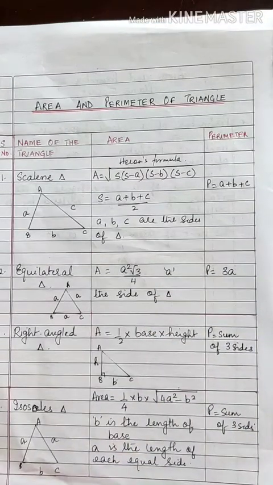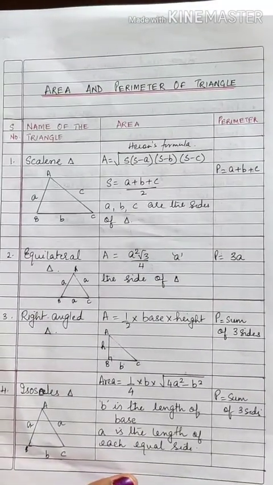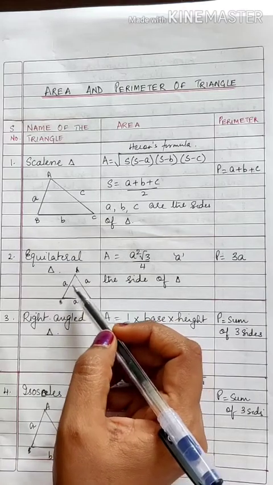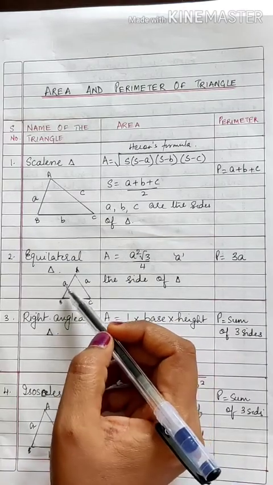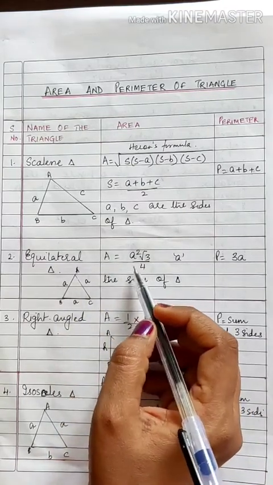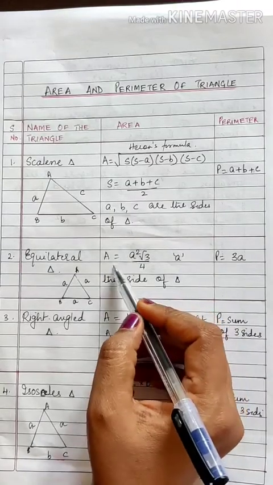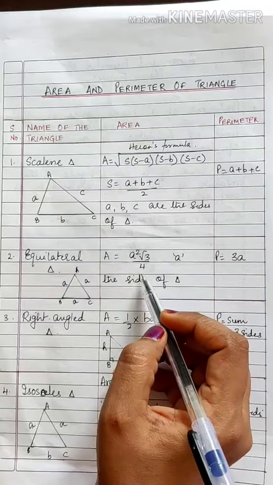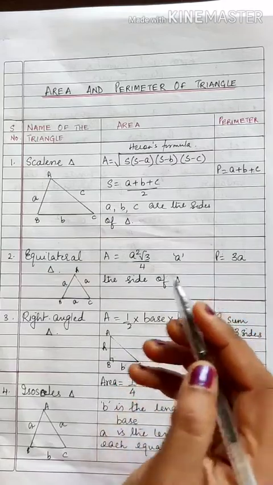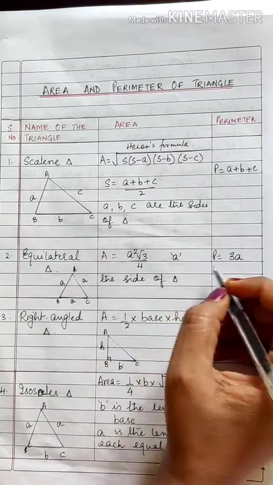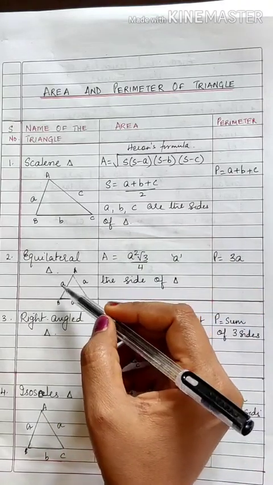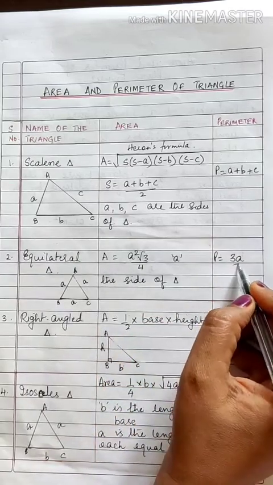Moving on to the equilateral triangle. Students, you know what an equilateral triangle is. An equilateral triangle is a triangle with all three sides equal. Suppose here I have a triangle whose sides are equal to a. The area of this equilateral triangle can be found by the formula area is equal to a square root 3 by 4, where a is the equal side of the triangle. Now, what will be the perimeter of this triangle? The perimeter of a triangle is the sum of its sides, so it becomes a plus a plus a, which is equal to 3a.